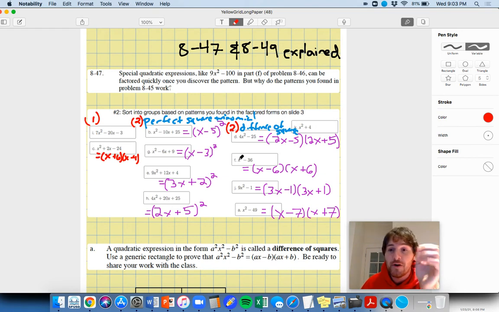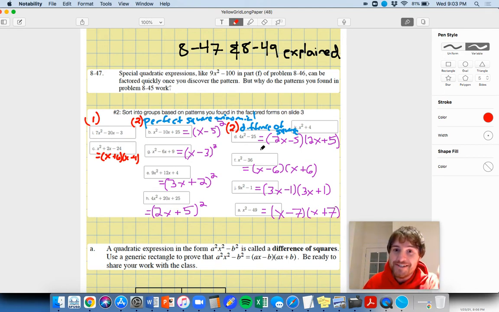X squared is a perfect square because it's x times x, which gives you an x squared. 9x squared is 3x times 3x. There we go, 3x times 3x gives you the 9x squared. And then the 1 here comes from negative 1 times plus 1. The 49 here comes from negative 7 times positive 7.